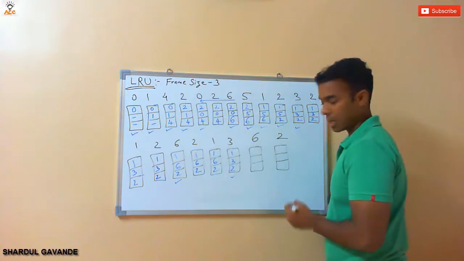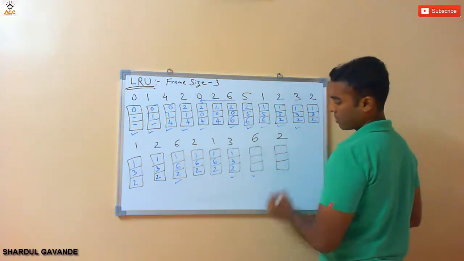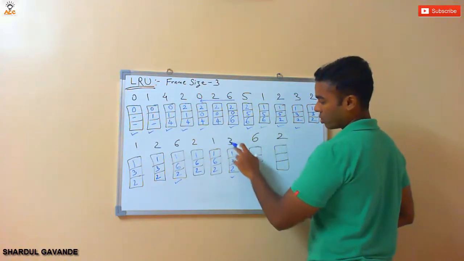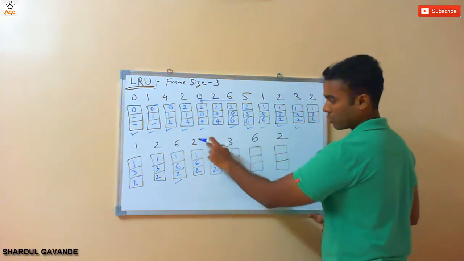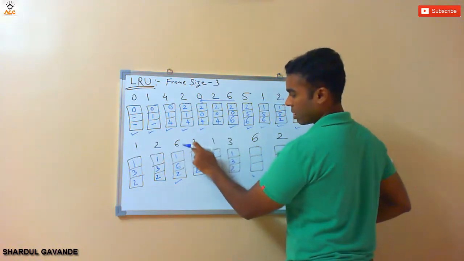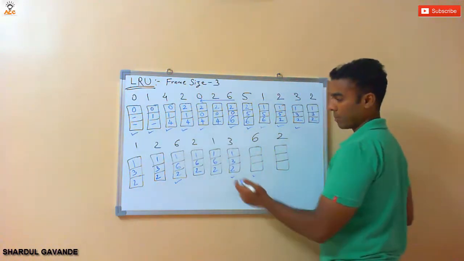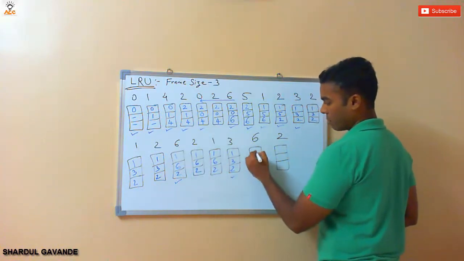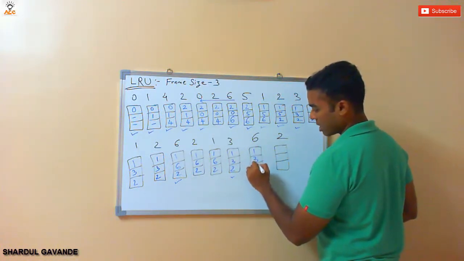Next we have 6. So again a page fault. So 6 is not here. So 3 has been recently used. 1 is also recently used. Number 2 has not been used for a longer time. So number 2 will be replaced, giving 1, 3, 6.